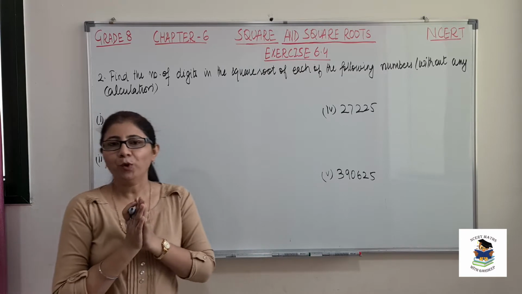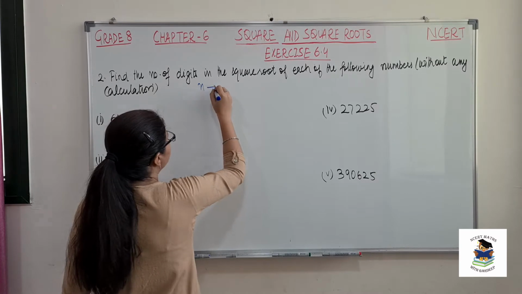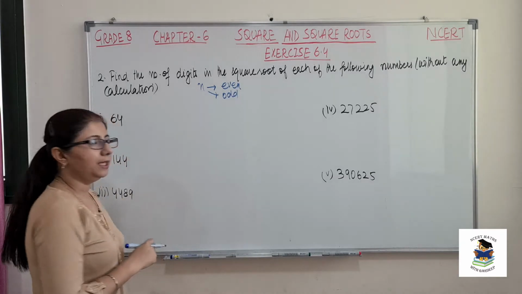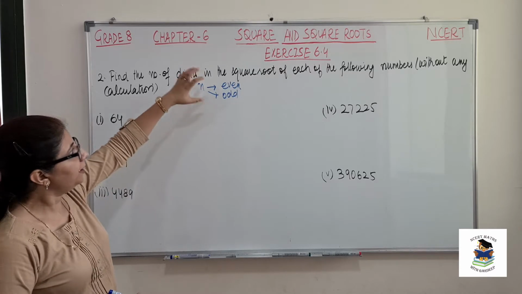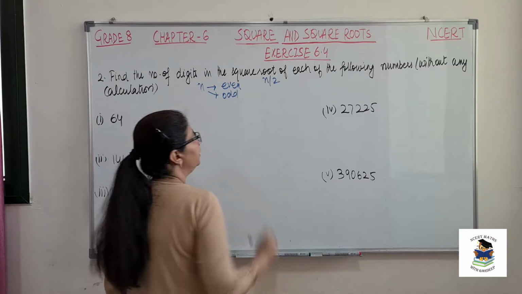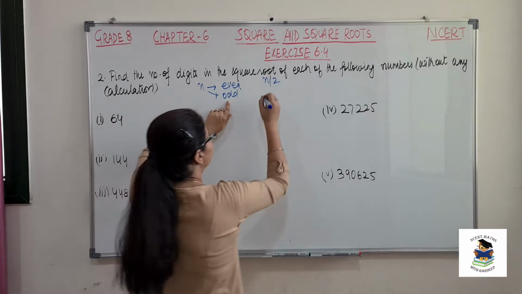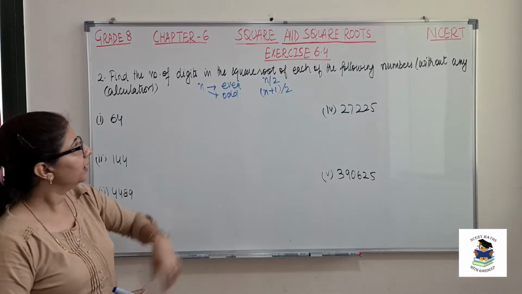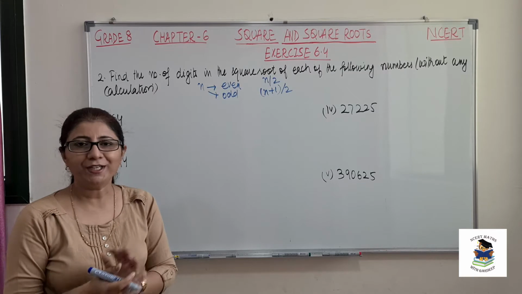So as we know, what is the rule? If we have any n digit number, n can be even or n can be odd. n is the number of digits in your given number. If the number of digits is even, the square root will have n by 2 digits. But if the number of digits is odd, the square root will have (n plus 1) divided by 2 digits. For even, the answer should be n by 2. For odd, it should be (n plus 1) divided by 2.